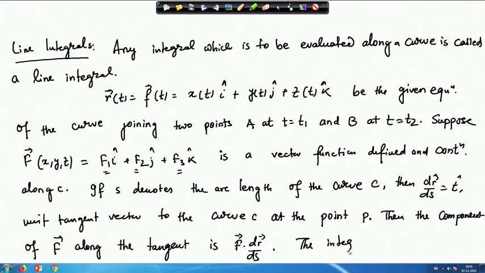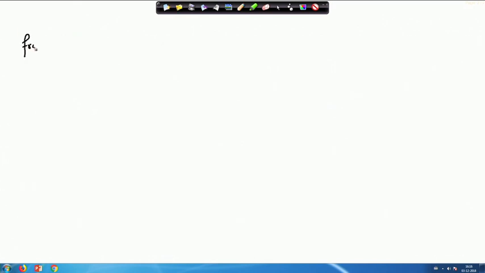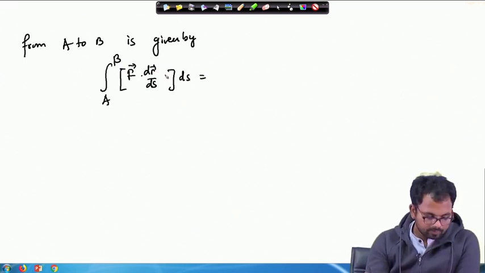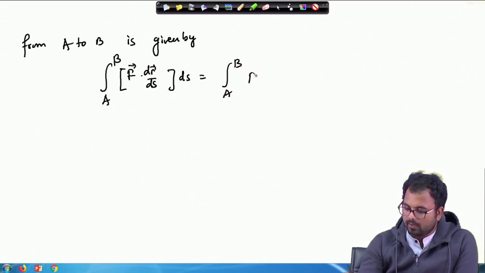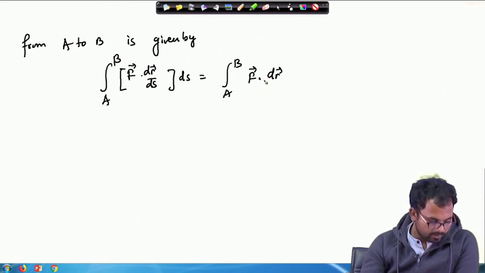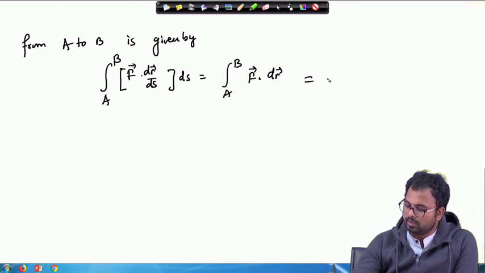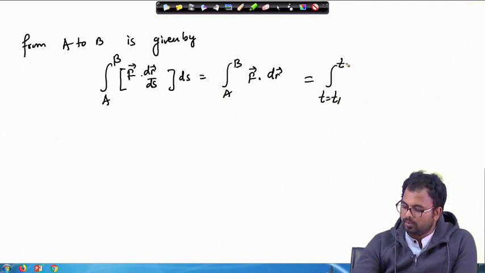So this is the component, and the integral of this component of F along C, from A to B, is given by: we integrate from A to B F dot dr/ds times ds. So we are integrating along the arc length, and this can be written as the integral from A to B of F dot dr. And if we want to write it in terms of t, then we can write this as the integral, t running from t1 to t2, of F dot dr/dt times dt.